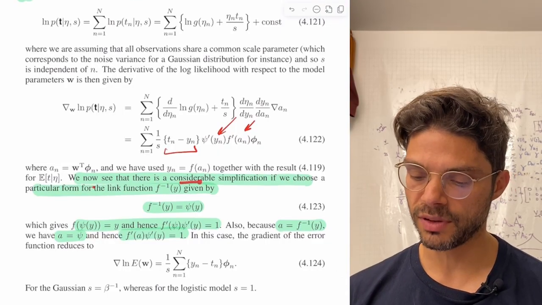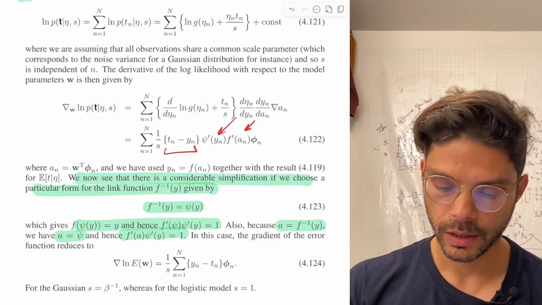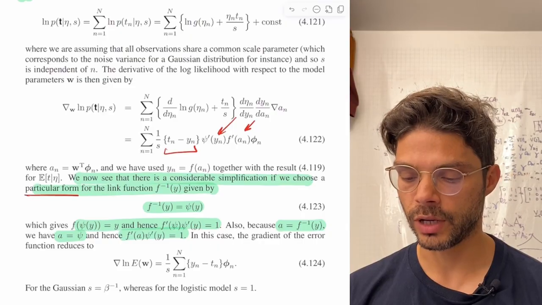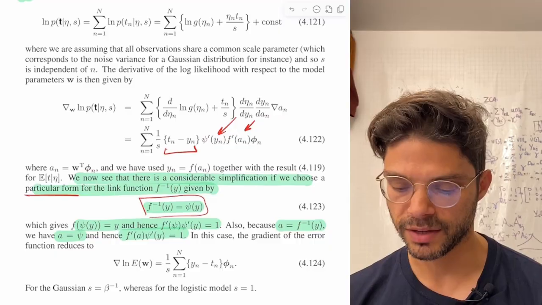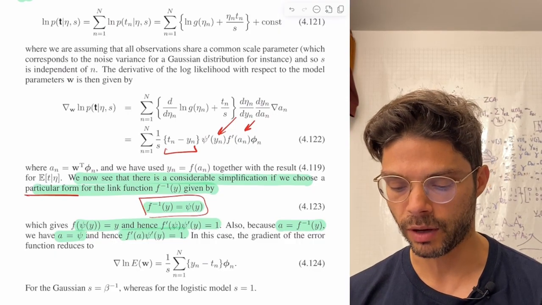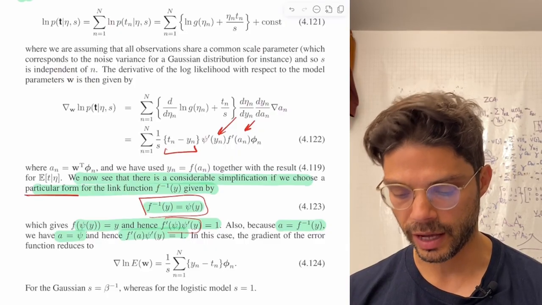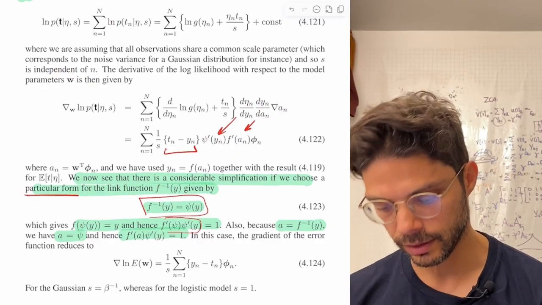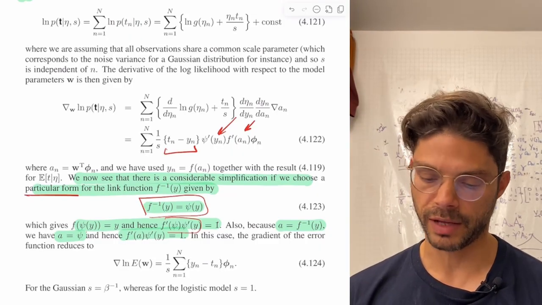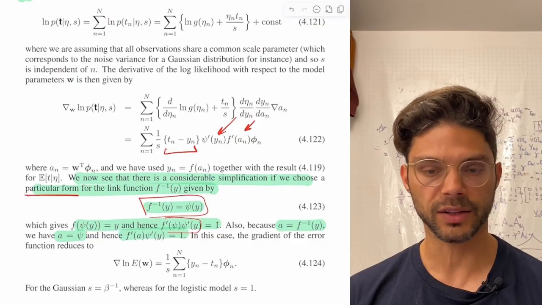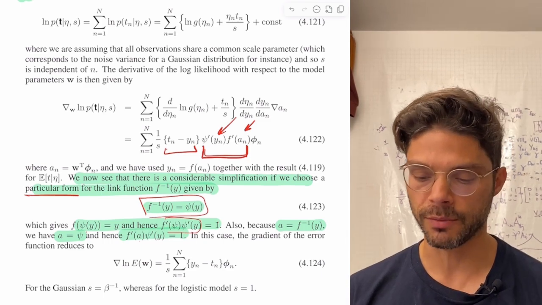We now see there's a considerable simplification if we choose a particular form. So let's highlight this, a particular form for the link function f^-1 given by, so if we choose it in this way, why is this important? Because then f applied to psi of y is y, and therefore, if you apply the chain rule, we get f' of psi times d psi/dy will be 1. And also because a itself is f^-1 of y, a is psi, so you can just plug that in, and now you've eliminated this term, it actually becomes 1.